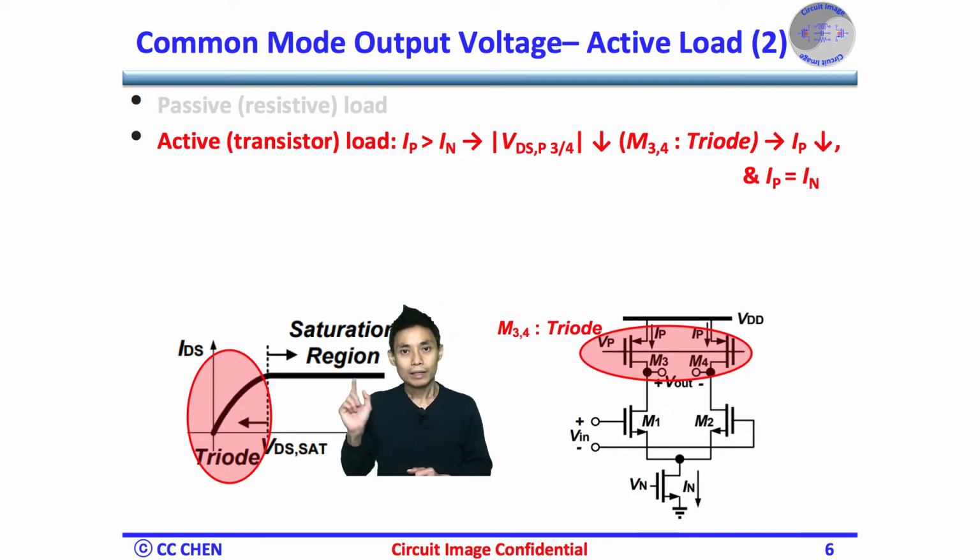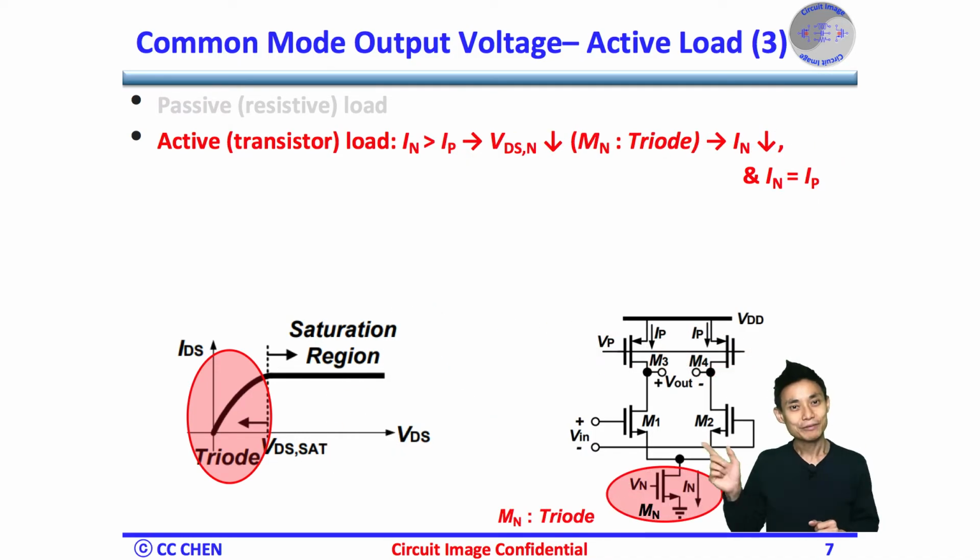So, the IP will be decreased to be equal to the IN, even though both the biasing voltages VP and VN stay the same. Similarly, if the IN is greater than the IP, the tail transistor will be pushed into the triode region, and then its IN will be equal to IP.